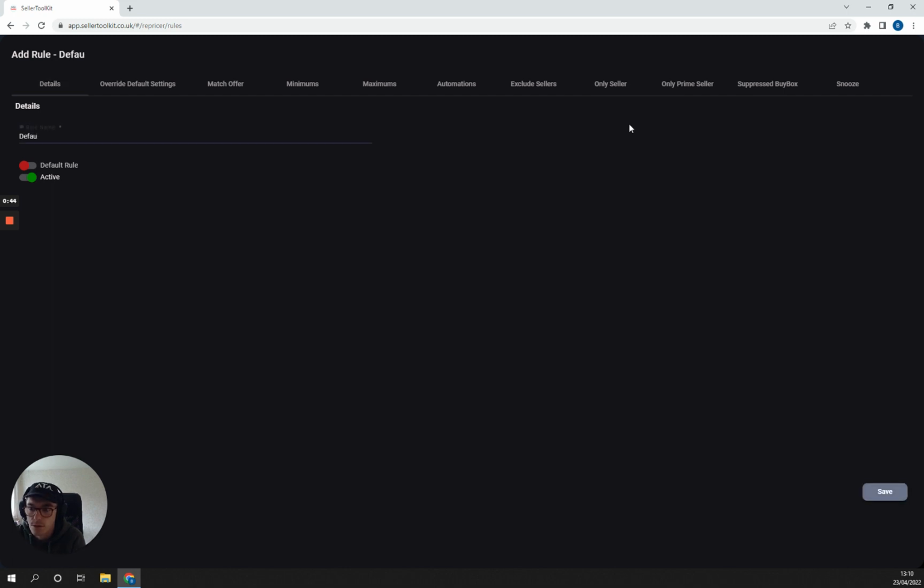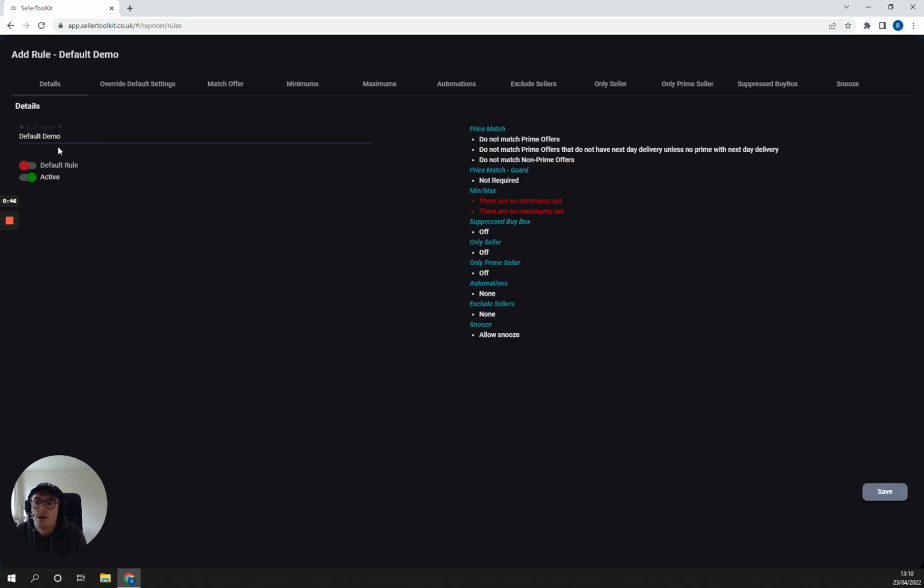So I'm just going to call this Default Demo, and then if you make this your default rule, anything that's had cost of goods input for it on Seller Toolkit will now start repricing based on this rule. So you can see to begin with, this is like the skeleton of a rule. So yeah, it's not actually doing anything at the moment. So let's give it some rules.